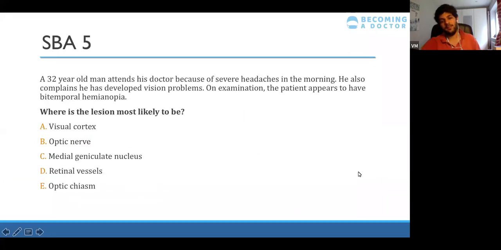Good, okay. So we've gone through primary headaches and we've gone through secondary headaches. We're going to do some SBAs. I think I've got 3 here for you to do. So a 32-year-old man attends his doctor because of severe headaches in the morning. He also complains of having visual problems. On examination, the patient appears to have bitemporal hemianopia.